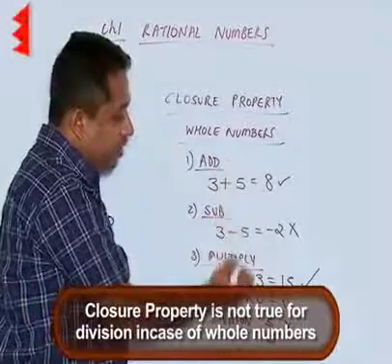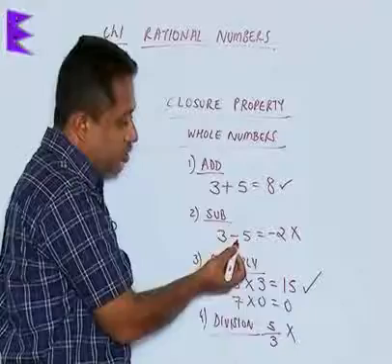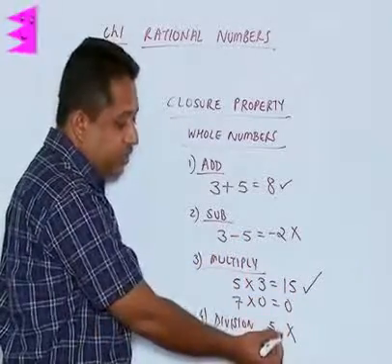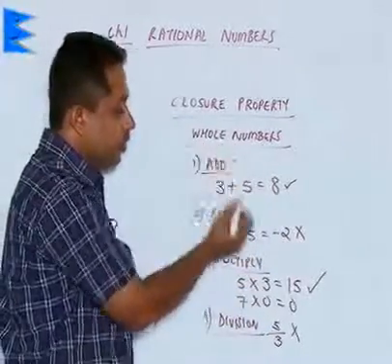So we see that for addition it's true, for subtraction it's not true, for multiplication it's true, and for division it is not true. So here we have some examples to verify the closure property for whole numbers.